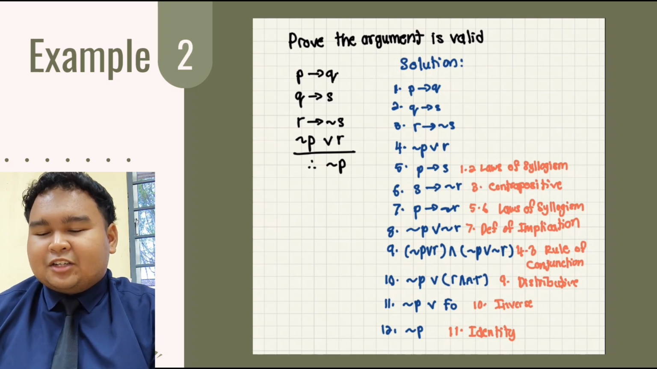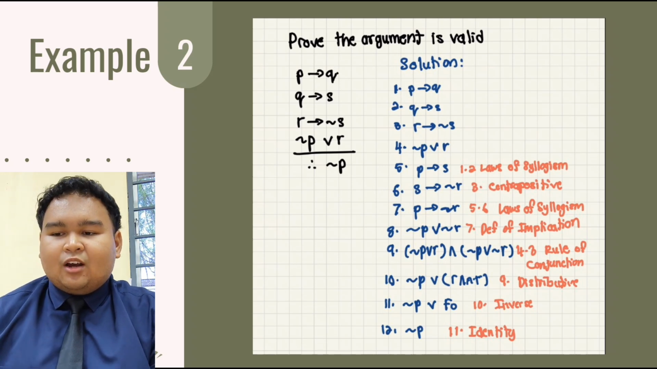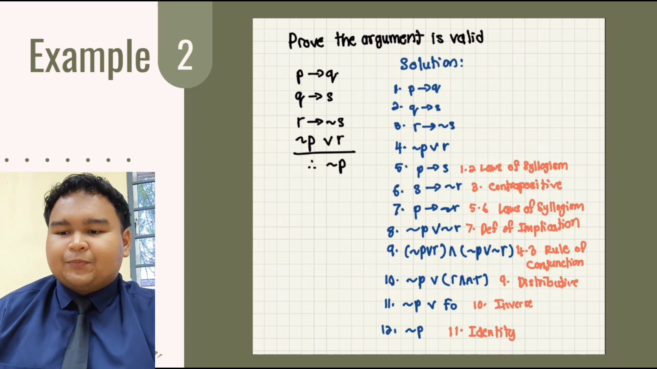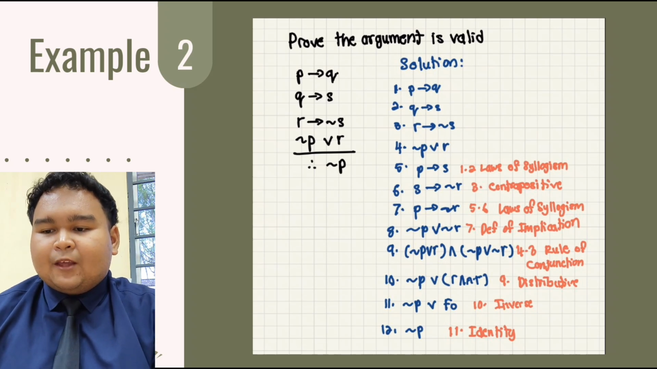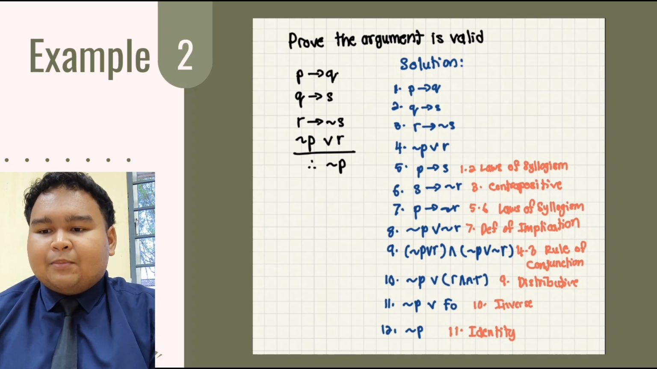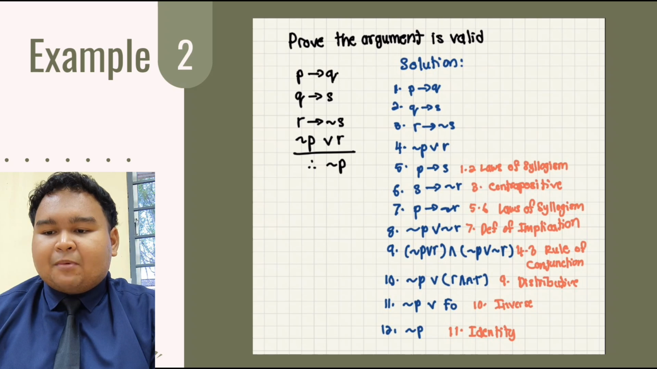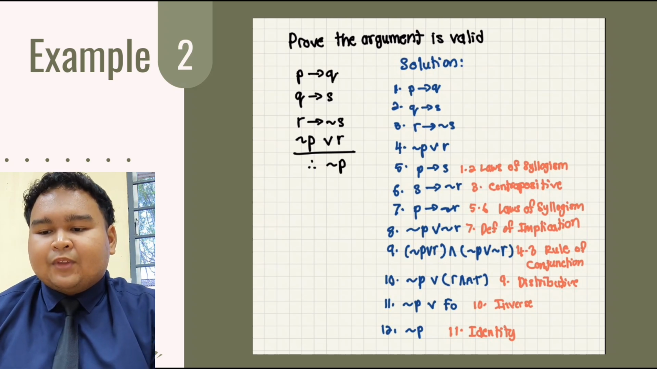So the conclusion is negation P. For this question, we aim to get negation P as our conclusion. The solution is the same as before. We are going to list all the premises first. Number 1, we have P implies Q, and then Q implies S, R implies negation S, and negation P or R.